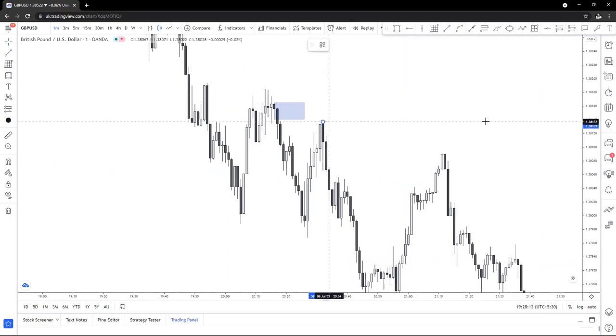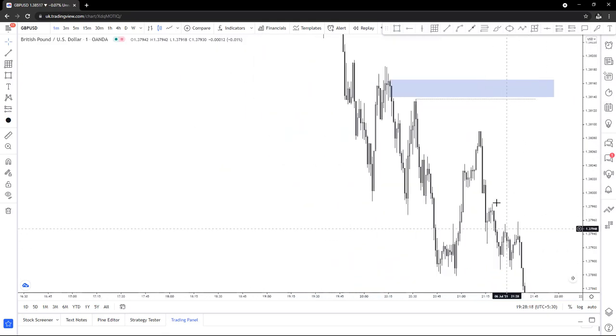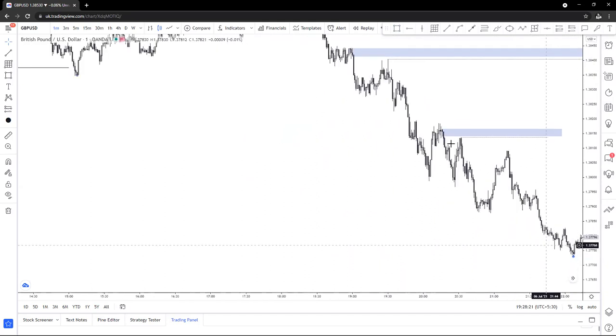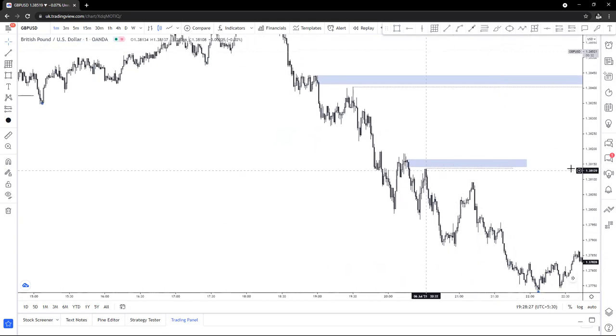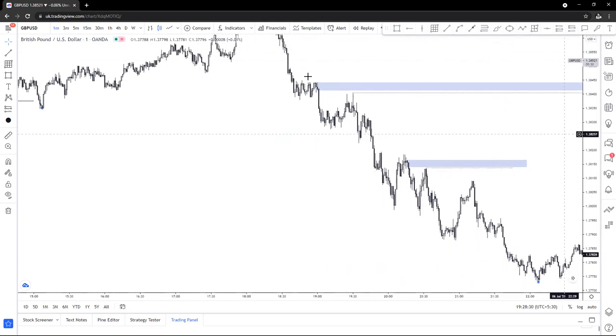The imbalance was not filled. It's not filled yet. So now, this will be a good POI, because there was inducement. And what do I mean by inducement? Why was this a clear inducement? Price was retracing back down in a bearish countertrend like this.